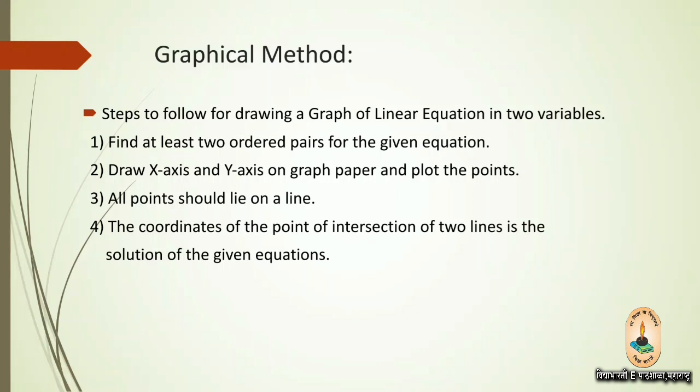First, as we know, a minimum of 2 points are required to draw a line. Therefore, first we find at least two order pairs for the given equations. Then draw the x-axis and y-axis on graph paper and plot the points. All points should lie on a line.